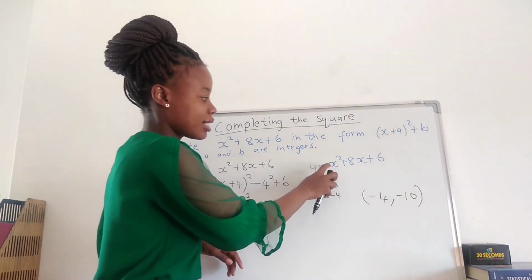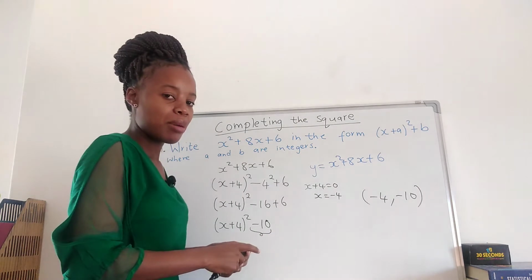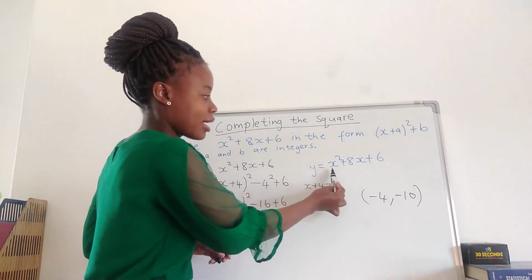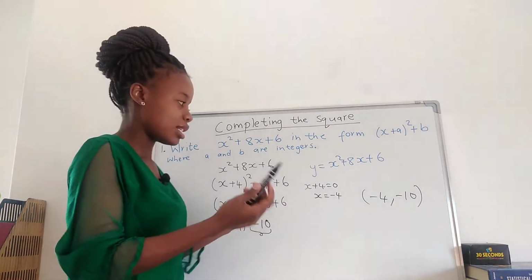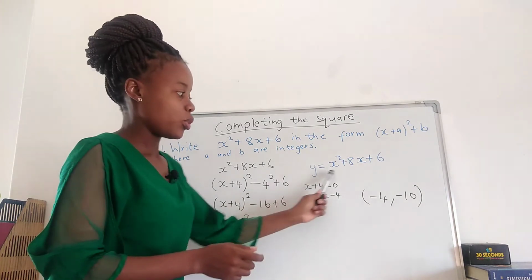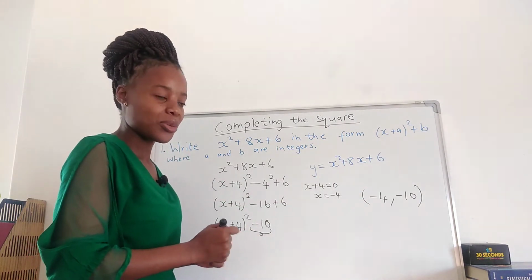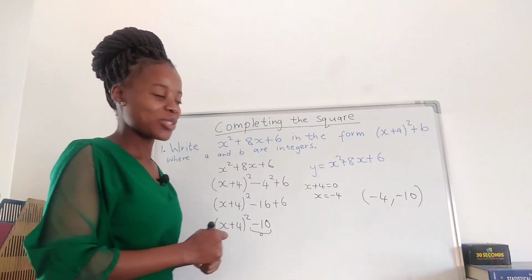And you can tell that this is a minimum curve because our x squared is positive. You can just tell from looking at the expression. Okay, now let's get to number 2.